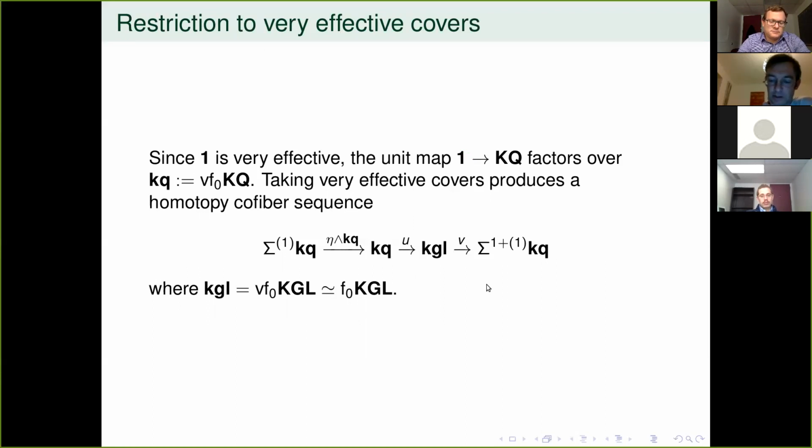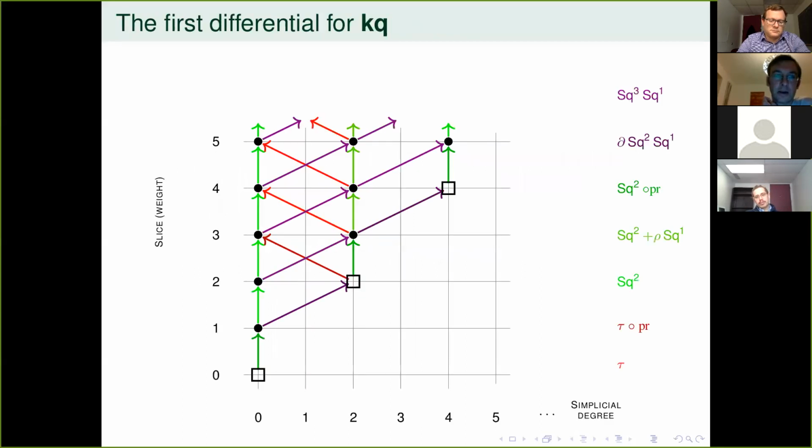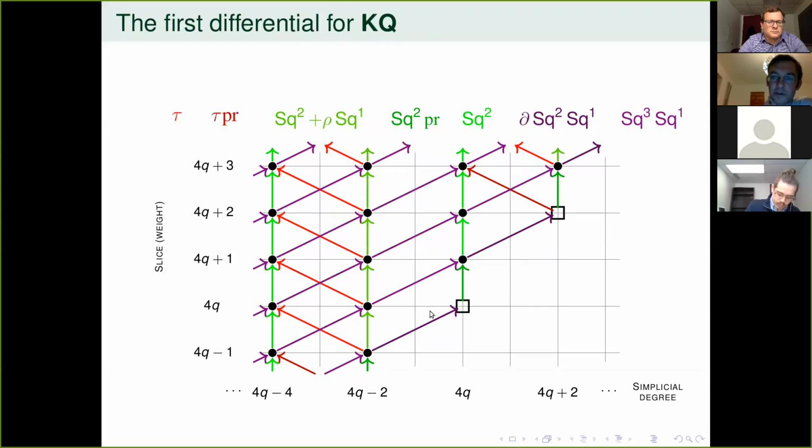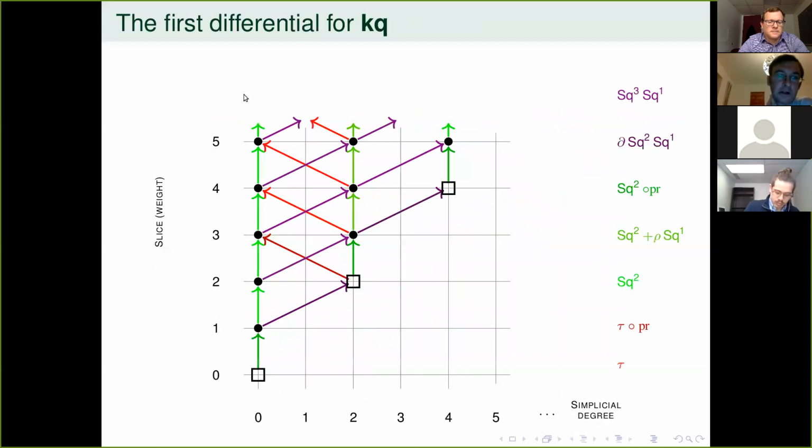And since we're taking a very effective cover here, determining the slices is not so hard. And we get the following picture of the first slice differential for little kq. This was written down in a paper by Alexey Ananyevskiy, Oliver Röndigs, and myself. It's basically the picture you see here, but you throw away the negative stuff. So we have something smaller and more manageable.